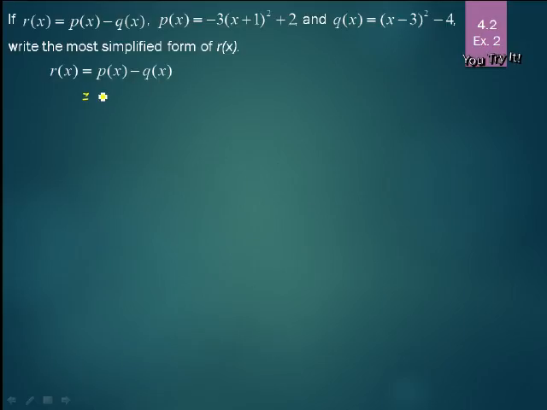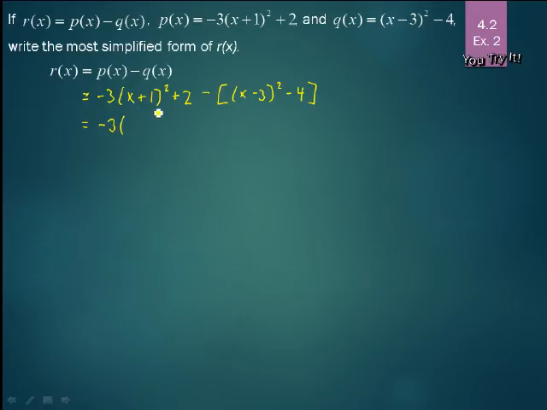So down below here, we can just substitute in -3(x + 1)² + 2, and then minus q of x. Let's make sure to put big parentheses or brackets around q of x since it's going to be subtracted, and then we can just copy the equation for q of x. So now we can simplify this a little bit by seeing the (x + 1)² and the (x - 3)². We can write those out, expand them so that we can later distribute them.